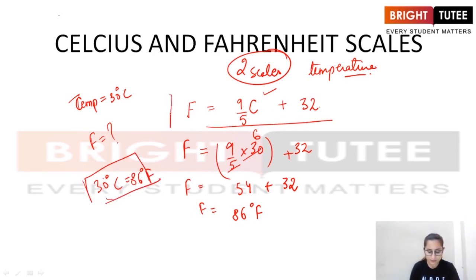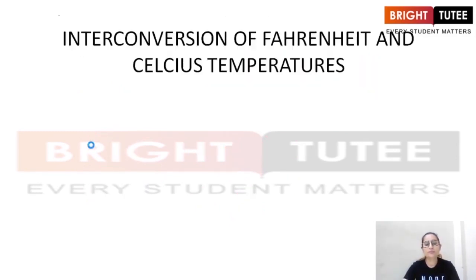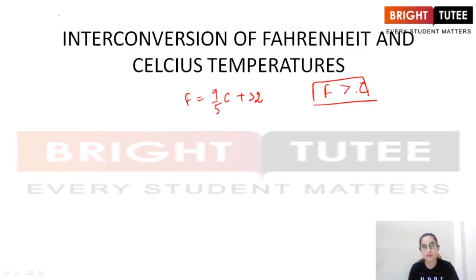So the relationship is this, right? This is how we calculate. Now, interconversion of Fahrenheit and Celsius temperatures: as I already gave you the example, F is equal to 9 by 5 Celsius plus 32. Now students, always remember that Fahrenheit temperature is always greater than Celsius temperature. In any values, Fahrenheit value will always be greater than Celsius value. So if you forget the formula, always remember that Fahrenheit has to be greater than Celsius.